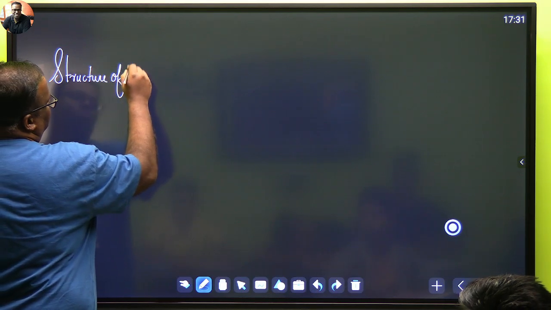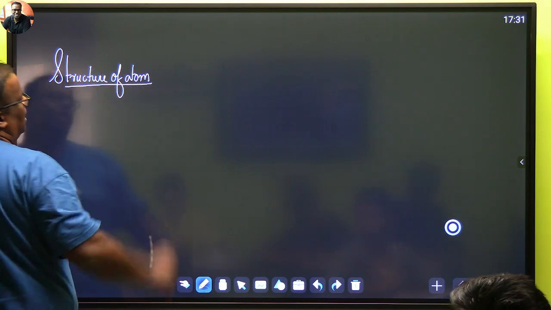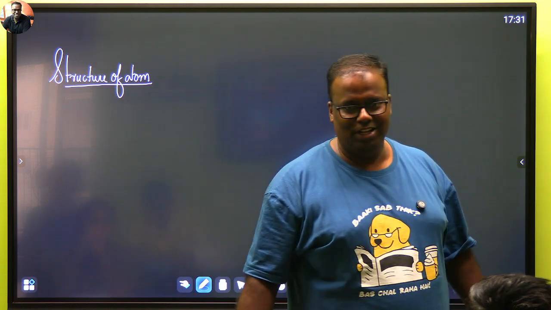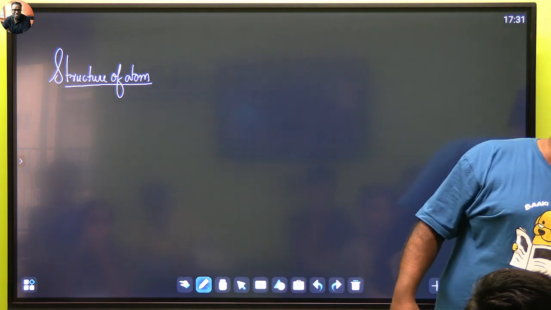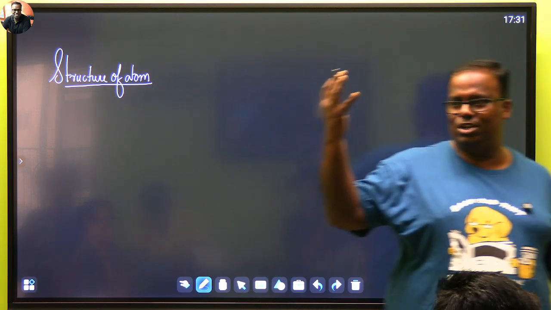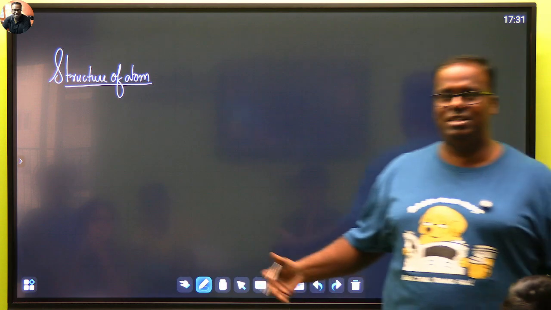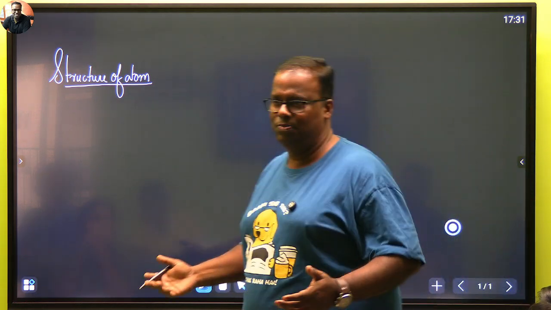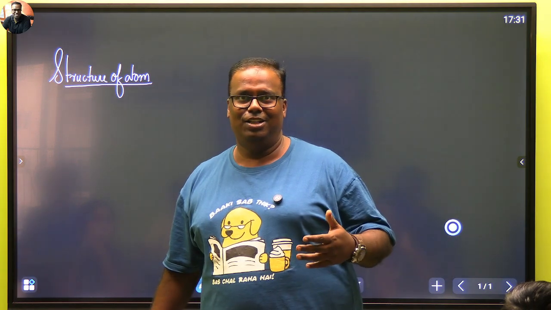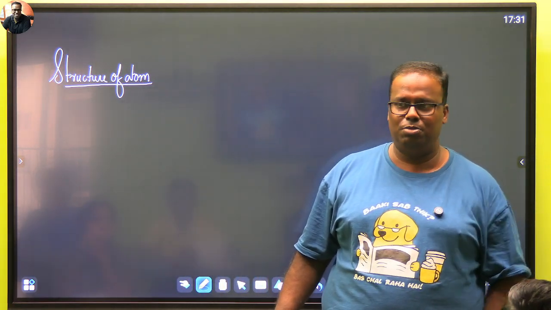Structure of atom. ठीक है? Structure of atom. The name itself is against John Dalton's atomic model. You are trying to study the structure of atom. That means how is the structure of atom? What is inside an atom? What is outside an atom? What comprises an atom? What constitutes an atom? So Dalton is not very happy with these thoughts, because as per Dalton, the rule is that atom is indivisible. Atom cannot be divided.